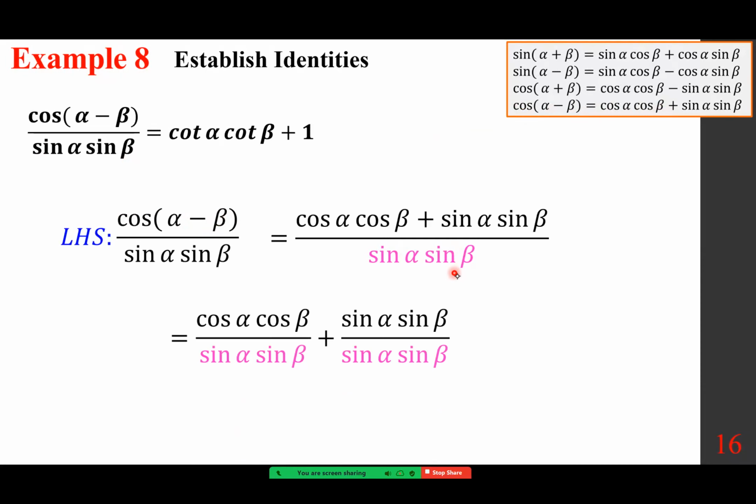So what happens is this one is cotangent alpha. This one is cotangent beta. The top and the bottom are identical, just one. Sine alpha, sine beta, sine alpha, sine beta. And so that is the right-hand side, and that's the proof. Cotangent alpha, cotangent beta plus 1.